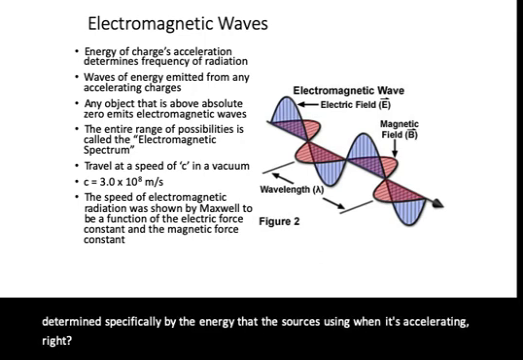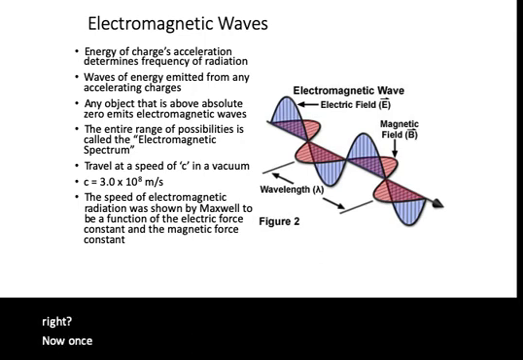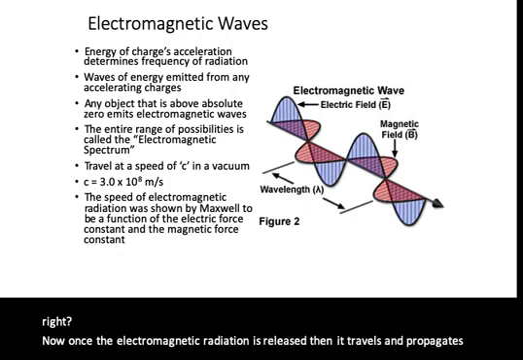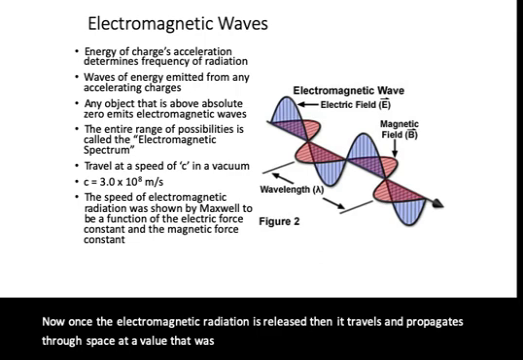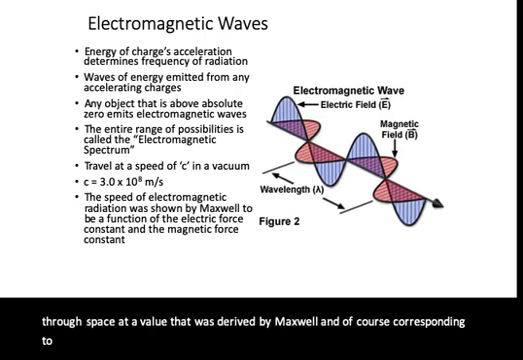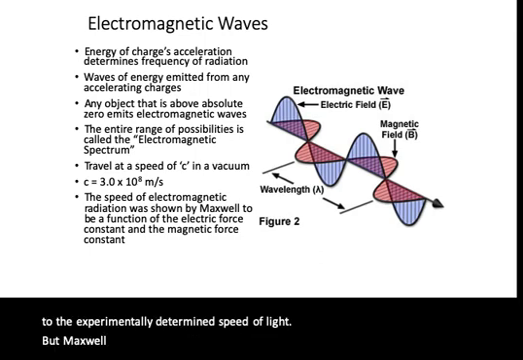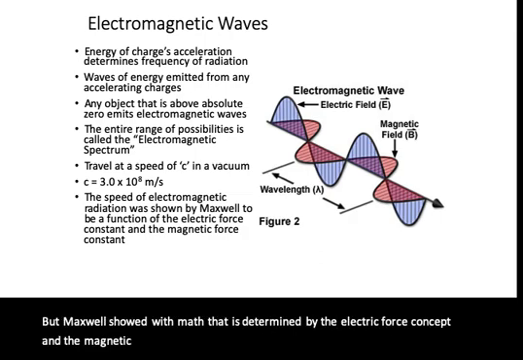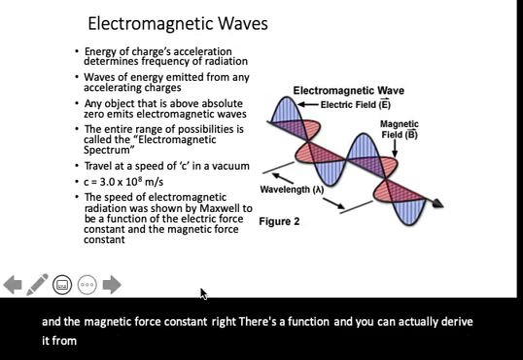Now, once the electromagnetic radiation is released, it travels and propagates through space at a value that was derived by Maxwell, and of course corresponded to the experimentally determined speed of light. But Maxwell showed with math that it is determined by the electric force constant and the magnetic force constant, right? There's a function, and you can actually derive it from the equations that describe electricity and magnetism.